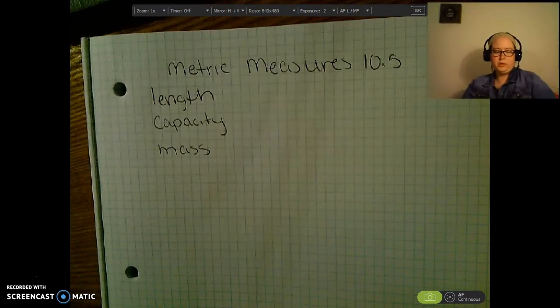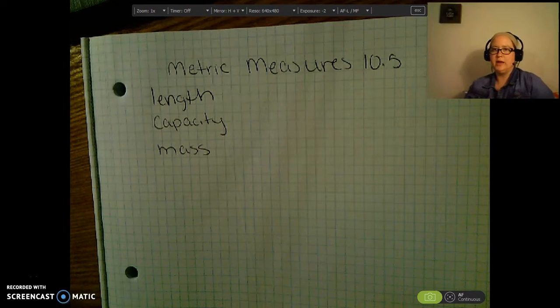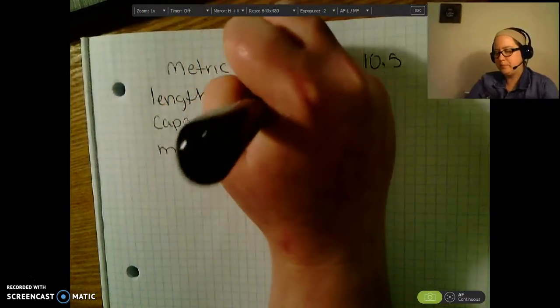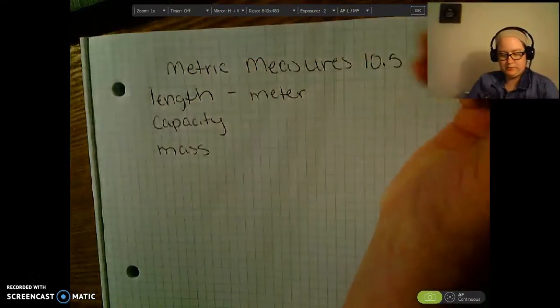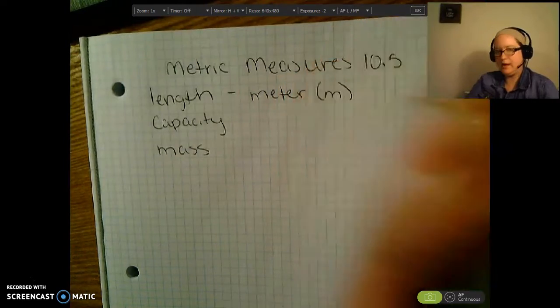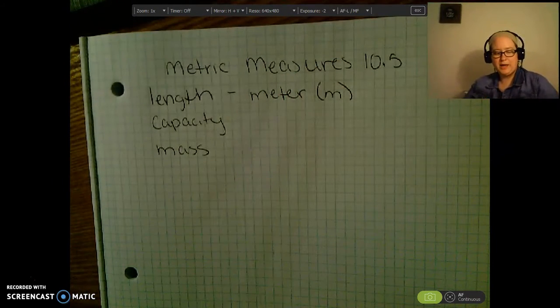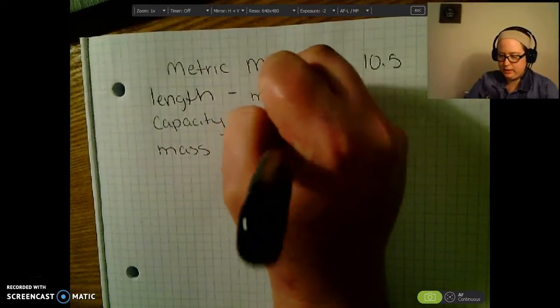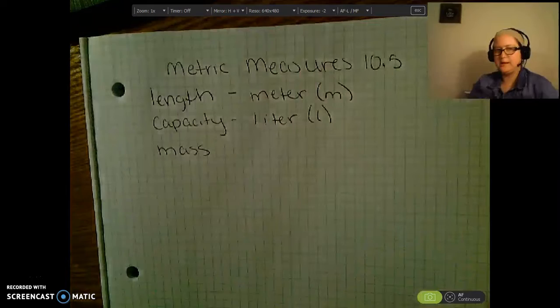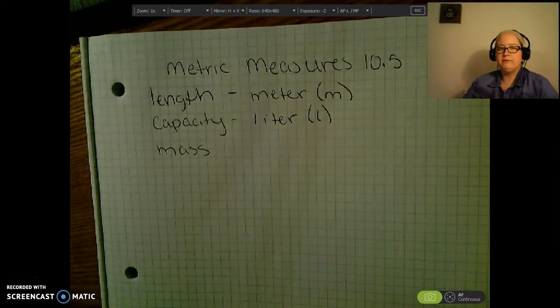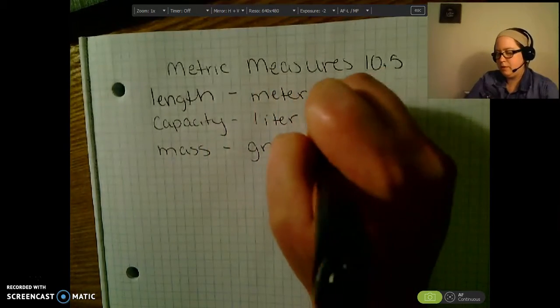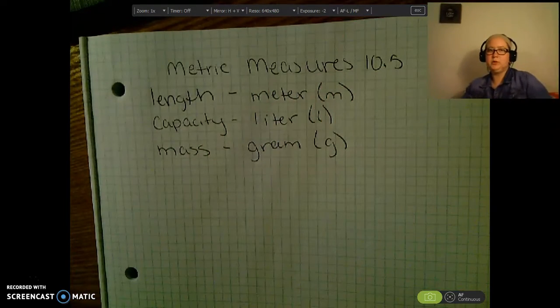With each one of these, you have a base unit. For length, the base unit is meters, and we abbreviate that as M. For capacity, your base is liter, abbreviated as L. And for mass, it is gram, and we abbreviate that as G. So we're using meters, liters, and grams.